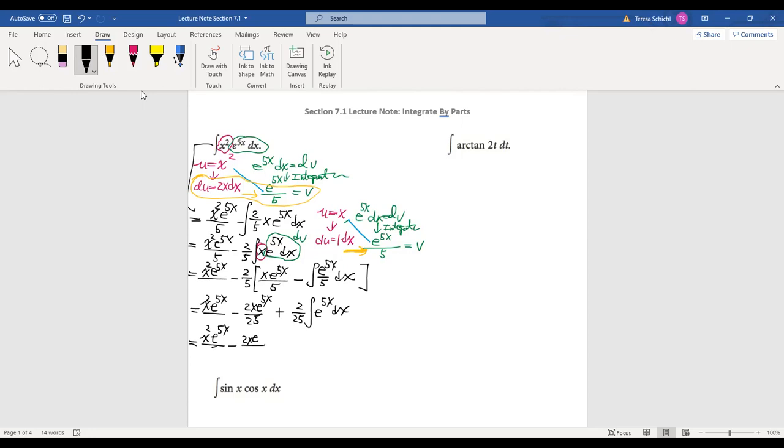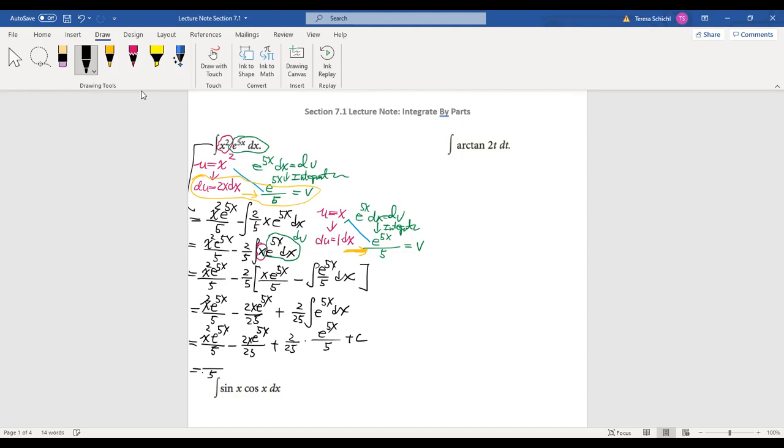All right, so this is a 5. Okay, so this is a 5. So this is 25 x e to the 5x. Then here, this is plus 2 over 25. So what is the last integration here? This will be itself, but based on the chain rule, I need to divide by 5, plus c. Okay, so now I finally have my final answer.